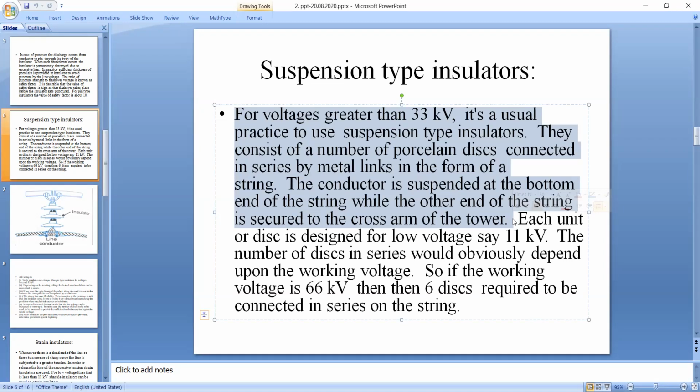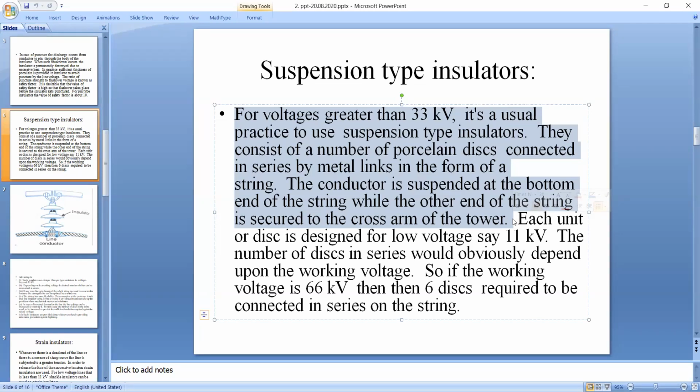Then it says they consist of a number of porcelain discs. As we know, ultimately for insulation material, if you want to design an insulator, then the best insulation material to be used is porcelain. So a suspension type insulator consists of a number of porcelain discs connected in series by metal links in the form of a string. So the suspension type insulator is also known as a string insulator.